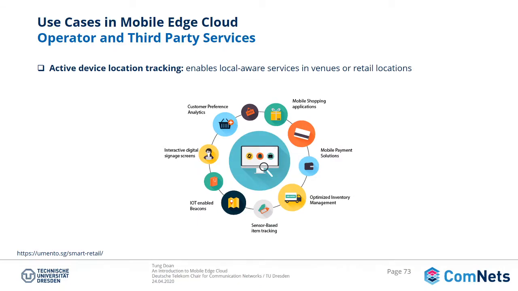Another example of operator and third-party services is active device location tracking. This application can deliver location-aware services in venues and retail locations. This figure shows the benefit of the mobile edge cloud in the retail use case. So, based on the customer preference, the quality of retail service can be significantly increased.